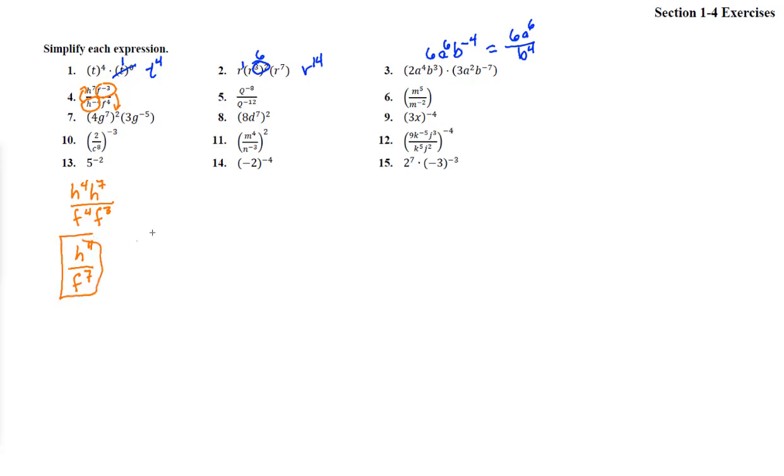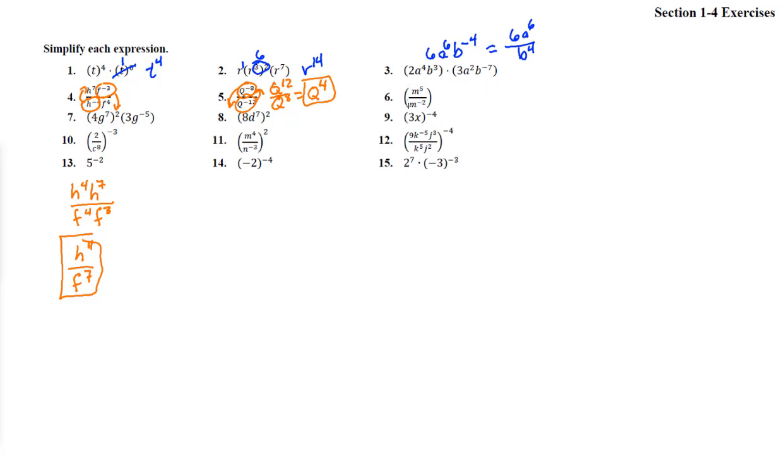Excellent, there's number 4. Number 5, that guy is going to go down, and that guy is going to go up. So we have q to the 12th over q to the 8th. And this is now a subtraction, so that's q to the 4th power. Excellent.